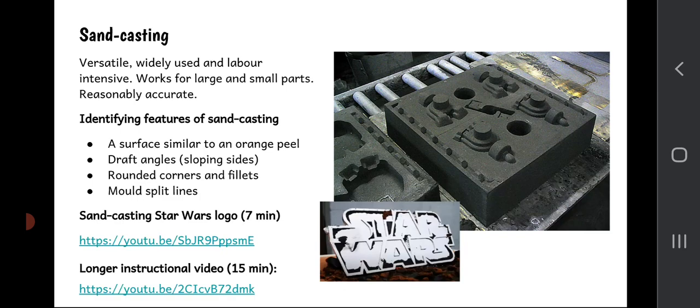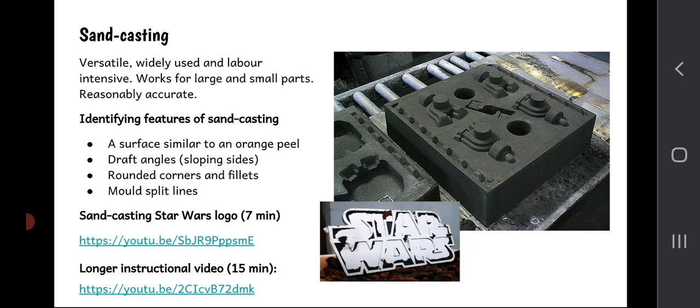It's really versatile. It's used all over the world, but it is very labour intensive. That means you need a lot of people in the sand casting production line in order to make it work. You can sand cast large parts and small parts at the same time, and it's fairly accurate. It's not super accurate, but it's fairly accurate. You could tell something had been sand cast because the surface of it takes on the texture of the sand. It has a kind of orange peel-like quality to it.